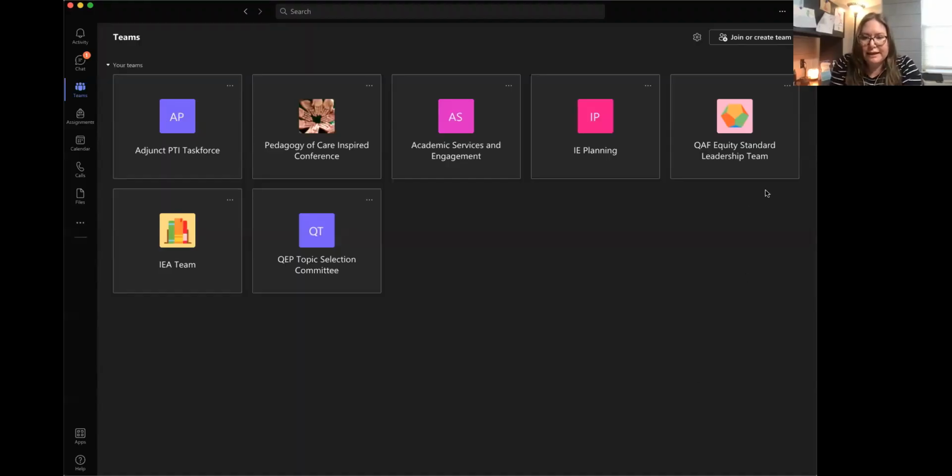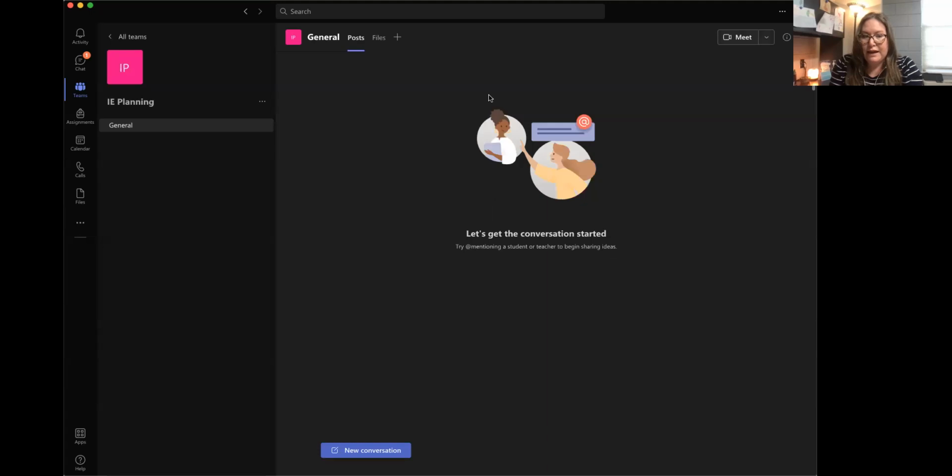So when you're in Teams, and I might have a lot more Teams than what you all have, or you may have a lot more than me. So over here on this left menu side, you're going to select Teams, and that will pull this screen up. And eventually, when we get you all added to it, you'll see this team right here called IE Planning. And you'll just click on that, and it will take you to the main page for that. It by default goes to the posts. You want to click right here, though, on Files.